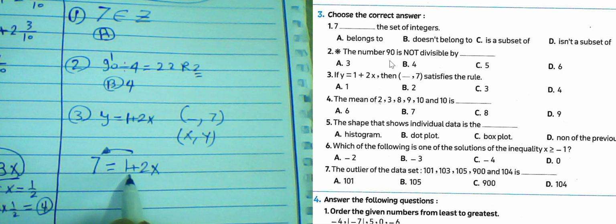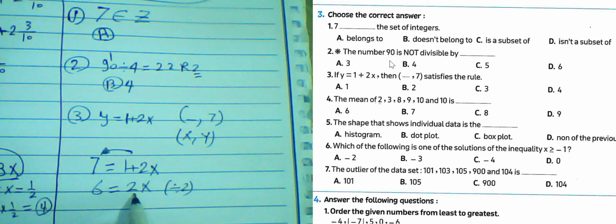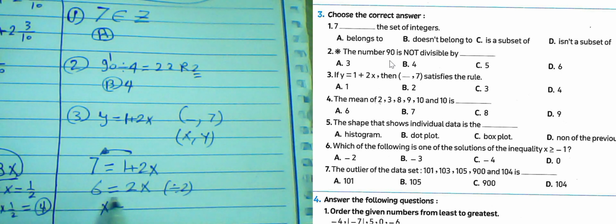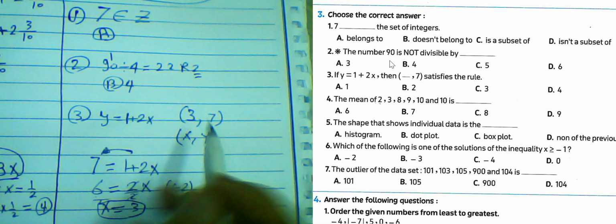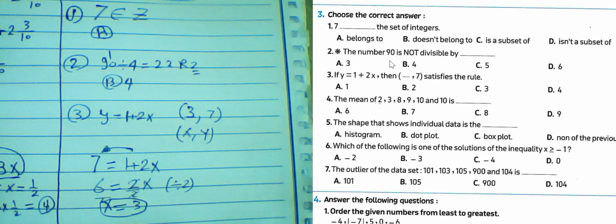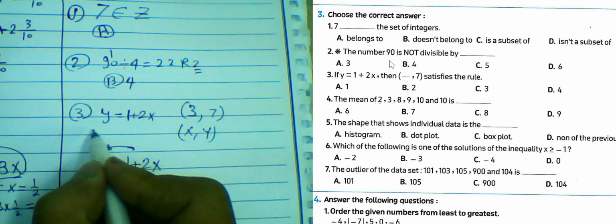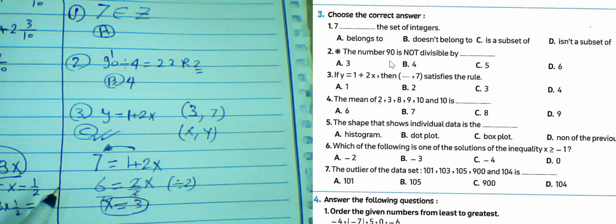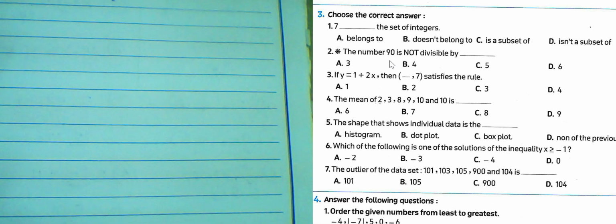We must move 1 from the right-hand side to the left-hand side. 7 minus 1 equals 6. 6 equals 2x. And then divide by the coefficient of x. So the value will be 6 divided by 2. It will be 3. Understood? The result here will be 3. Then we can write 3 in the space. The point will be 3 and 7. You must choose 3. About question number 3, choose letter C.